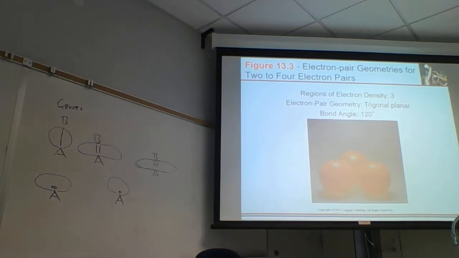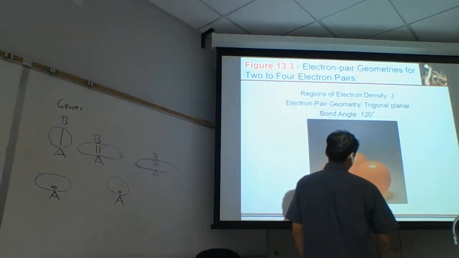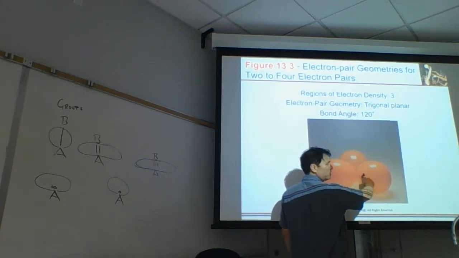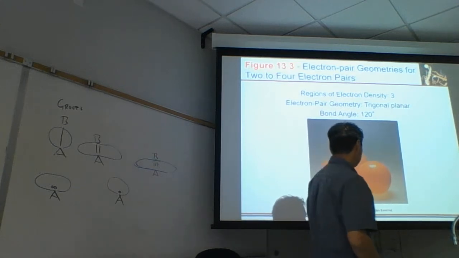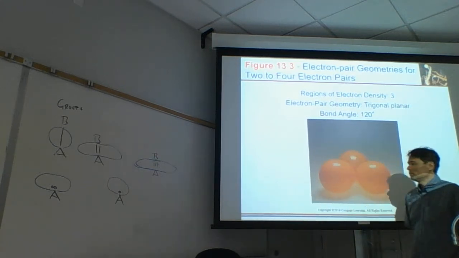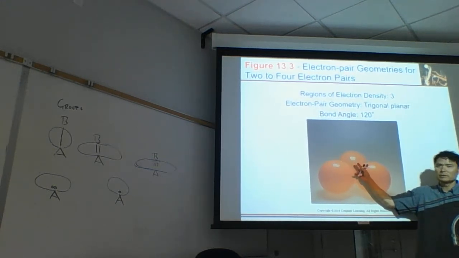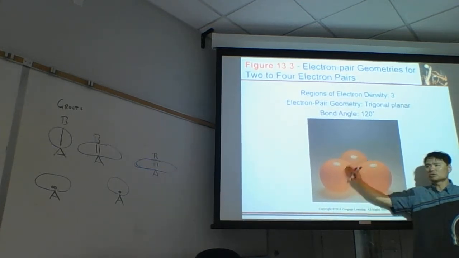If we add a third balloon there, it can't be linear anymore. In order to minimize the repulsion, we're going to adopt this geometry. What was this geometry called again? This electron geometry? Trigonal planar. This is trigonal planar. And even if I have a big balloon, let's replace this one with a big balloon here. If I replace this one with a bigger balloon, it might distort this a little bit, right? But it's still going to be trigonal planar.